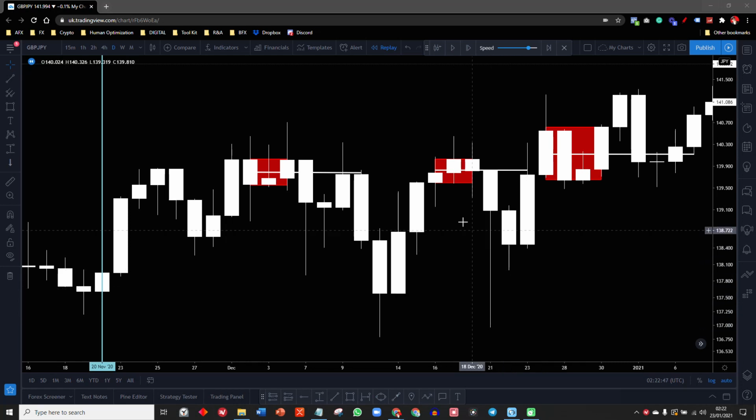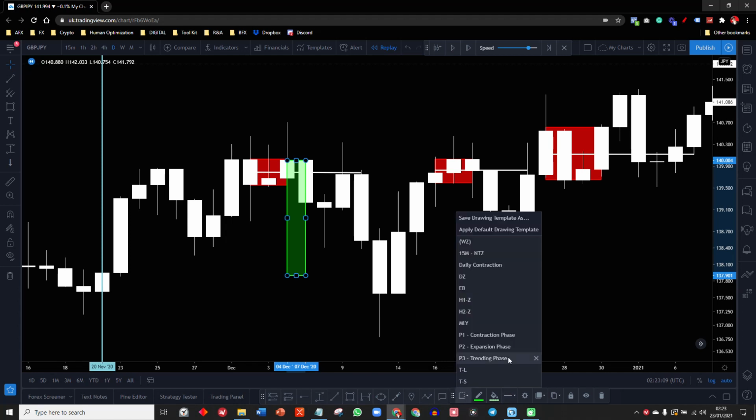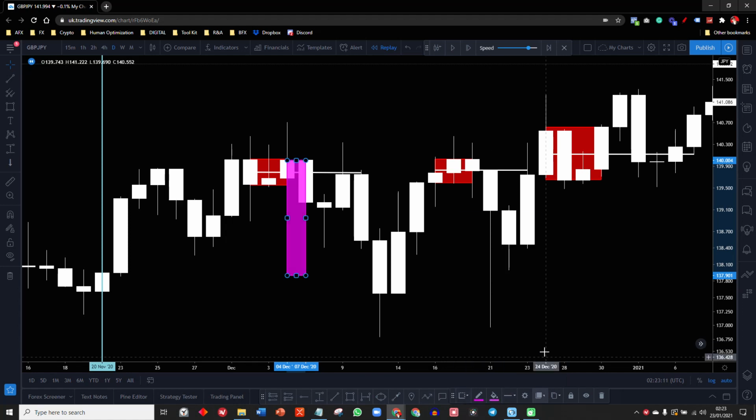So let's dive in. Here we are at the contraction area. And now the market has expanded from this area. I usually draw the expansion to the bodies. I don't really involve the wicks, but in this instance, I'll involve the wick just for clarity. So we are in the expansion phase. Let's send that to the back. The market has now expanded out of this contraction zone, right?